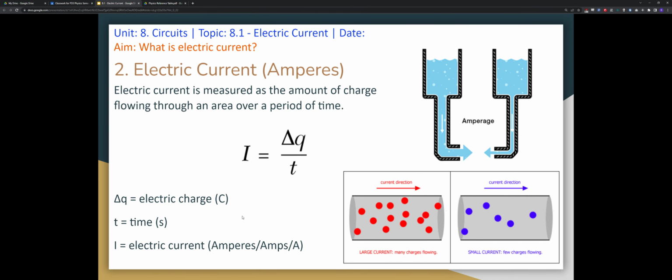I is your electric current, and electric current is measured in amps. Q is your electric charge, measured in coulombs. And t is time, measured in seconds. If you look at the bottom right-hand GIF, the more electrons you have, the larger the electric current. And the fewer electrons you have flowing through a wire, the smaller your electric current is.